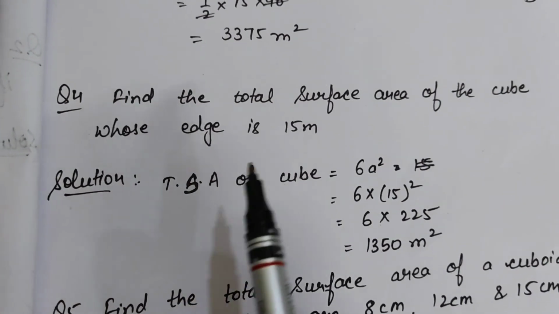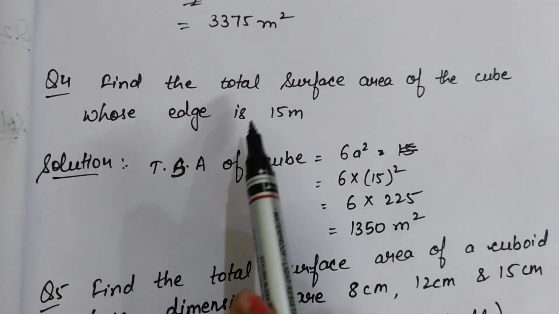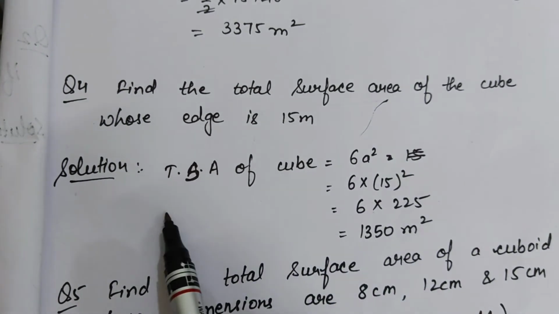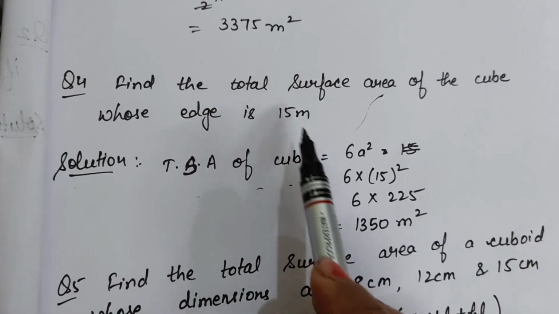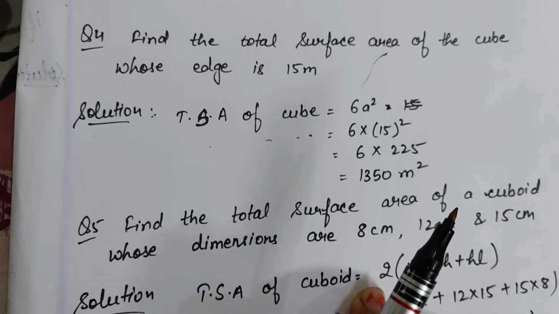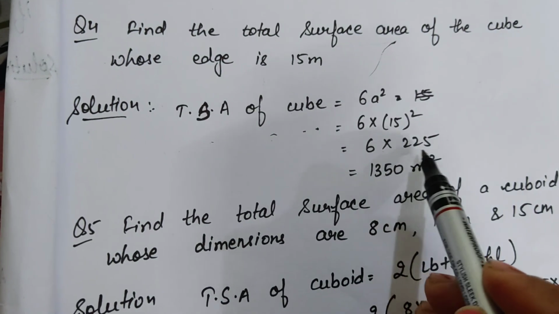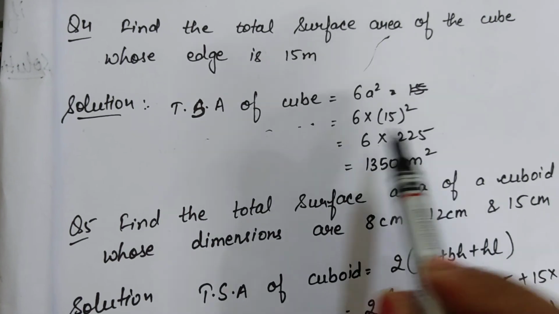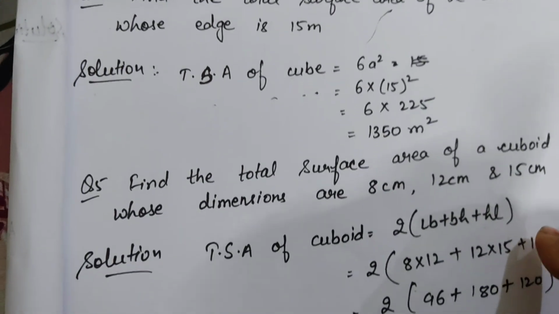Now next question is, find the total surface area of the cube whose edge is 15 meter. In this question, we have to find out total surface area. So we use the formula of total surface area of cube. Total surface area of cube is 6a square. A is 15, given in the question. So use 15 in the place of a. So 6 into the square of 15. Now 15 square is equal to 225. So multiply by 6. This is 1350 meter square. So our total surface area of cube is 1350 meter square.